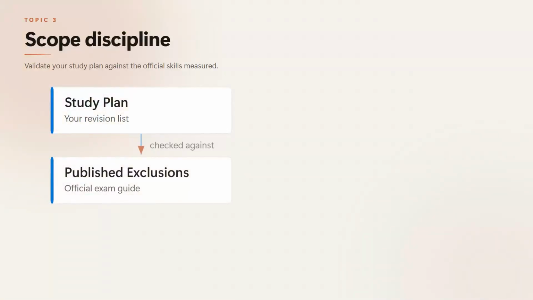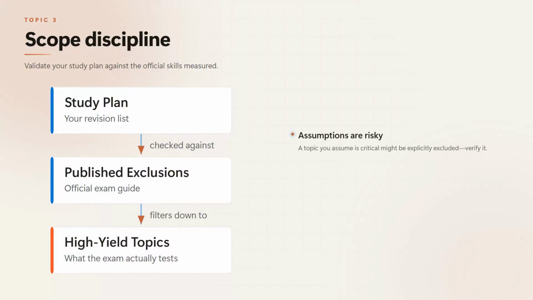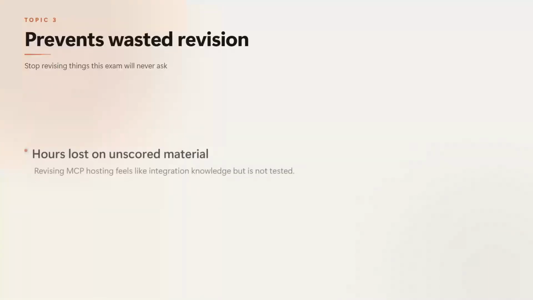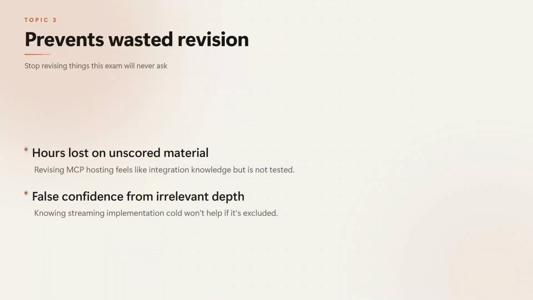Scope discipline means actively checking what you plan to study against the exam's published out-of-scope list. It is not about ignoring those topics forever. Some, like prompt caching, become in scope on the professional exam. The distinction people get wrong is treating the exclusion list as static across all certifications. Without scope discipline, you waste hours revising material the exam will never ask.